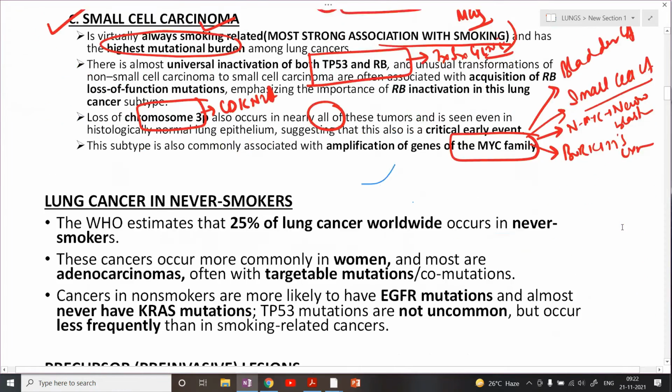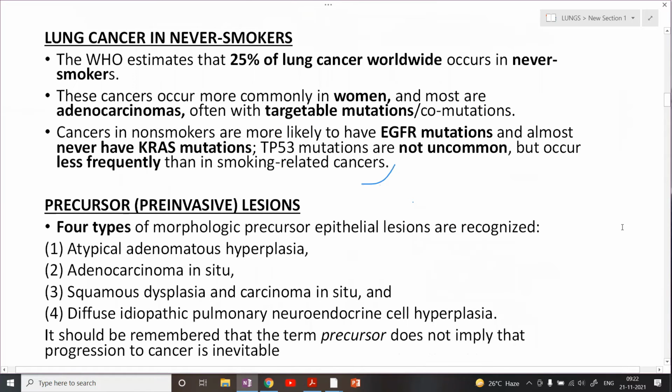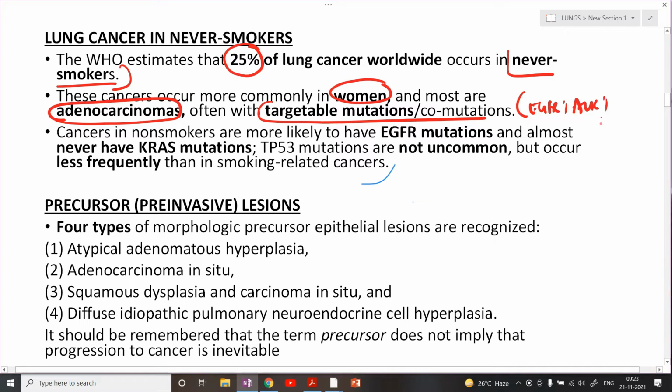Now we will discuss something about the lung cancer that is seen in never smokers. Approximately 25% of all the lung cancer worldwide occurs in never smokers, people who do not smoke. Most of such individuals are women. Most of these carcinomas that develop in never smokers are adenocarcinomas, which have targetable mutations, like we had read about: EGFR, ALK, ROS, MET.